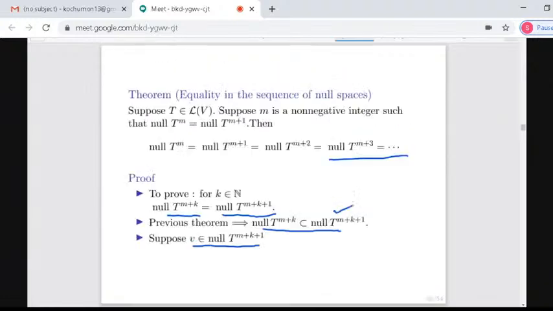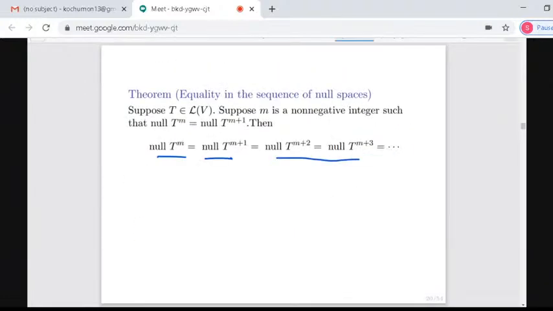Okay, so what I have shown is that in the increasing chain of null spaces, if you have at least one of the two equal, then everything after that will also be equal.